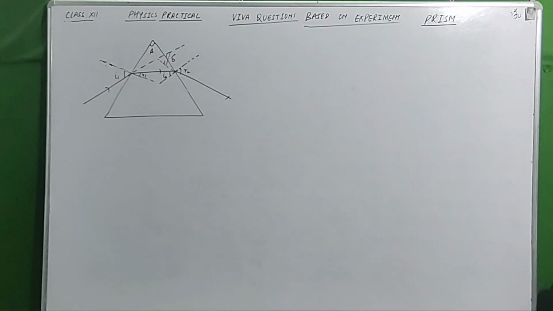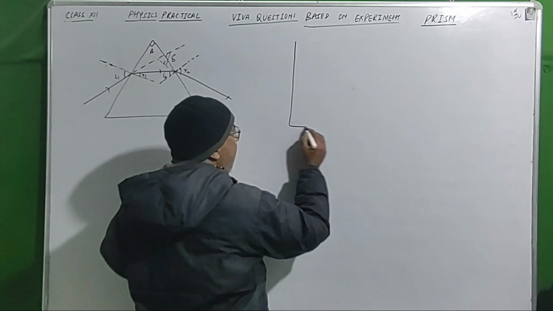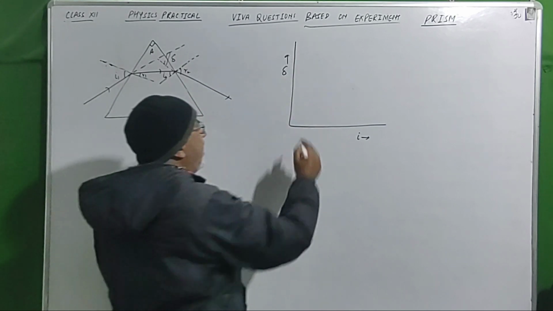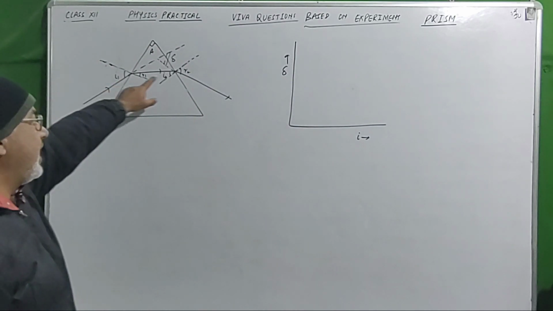What are we doing here? We are plotting a graph between angle of incidence and angle of deviation. Right? What is angle of deviation? The angle which is formed between the incident ray and the emergent ray.